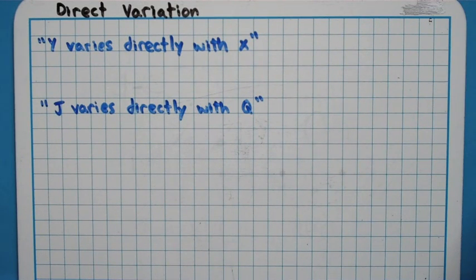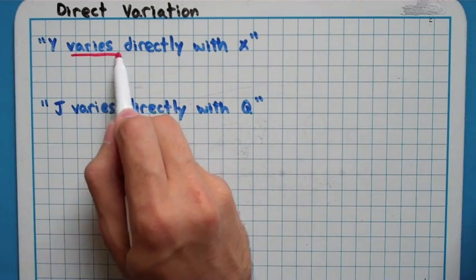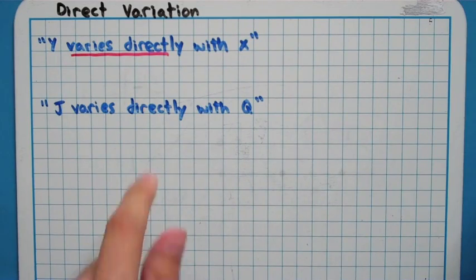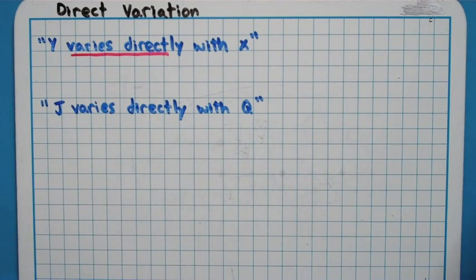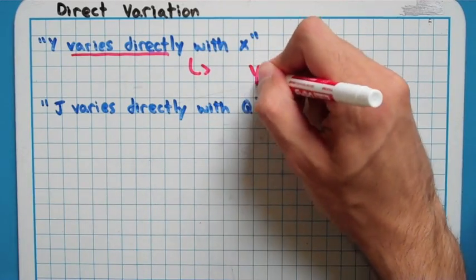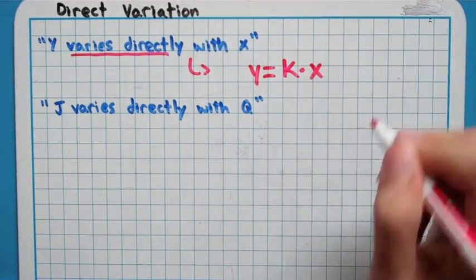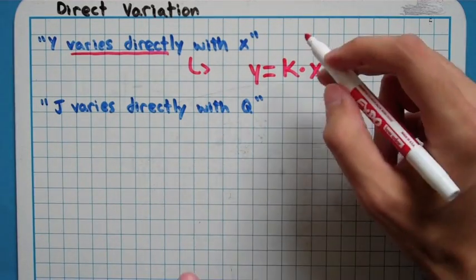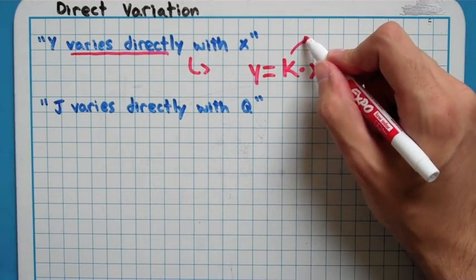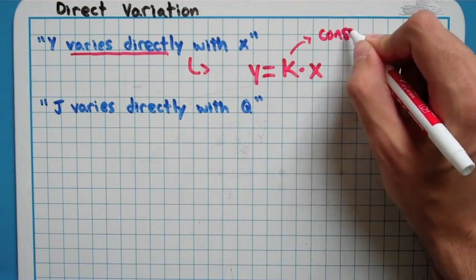The biggest phrase you're going to have to watch out for is when you hear something like y varies directly with x. That phrase, varies directly, kind of tips you off that we're dealing with direct variation. So y varies directly with x means the equation is y equals k times x, just like that. K is some random number. We can figure it out, maybe it's unknown, maybe we can get it, but it's called the constant of variation.